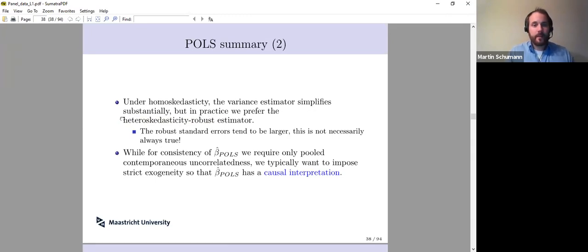By the way, using the robust estimator does not always come at a cost. These robust standard errors tend to be larger in applications, but it's not always the case. They can also be smaller than the regular OLS estimators under homoscedasticity. Now, OLS can be consistent and still not have a causal interpretation. We can only have a causal interpretation if we are willing to impose stronger conditions, for instance, strict exogeneity.